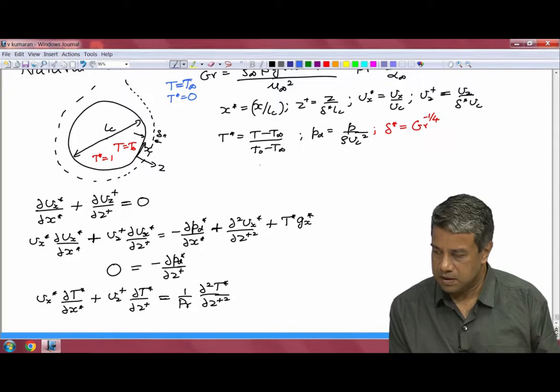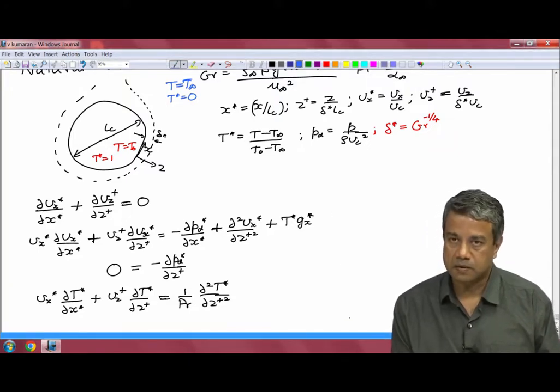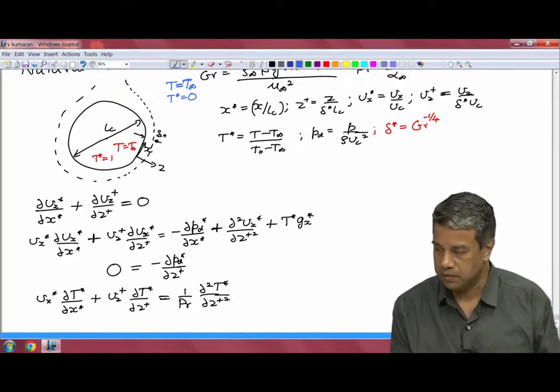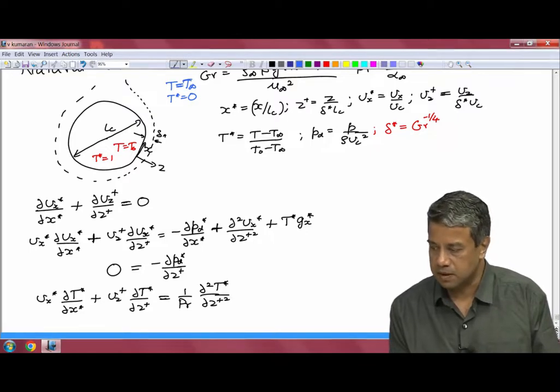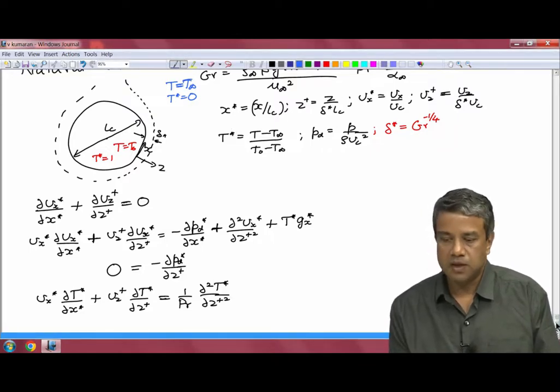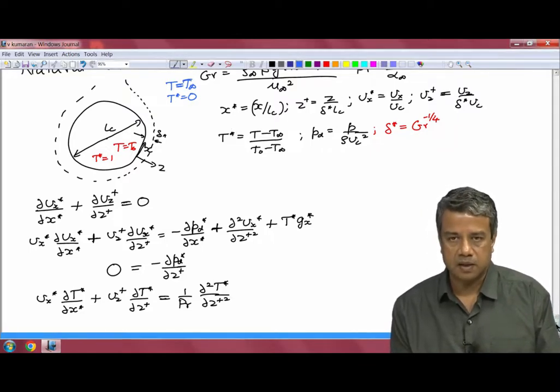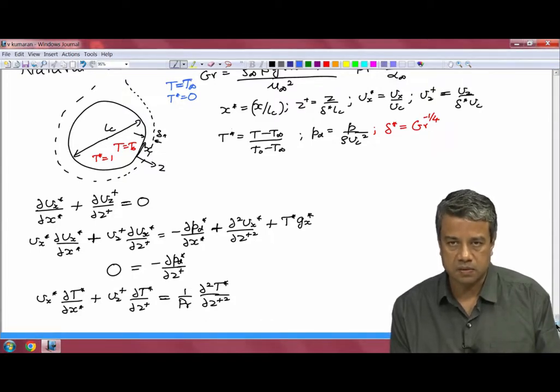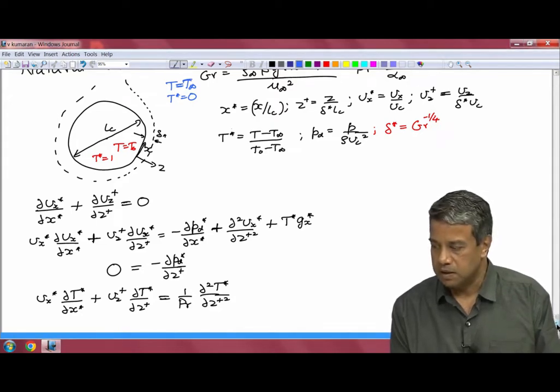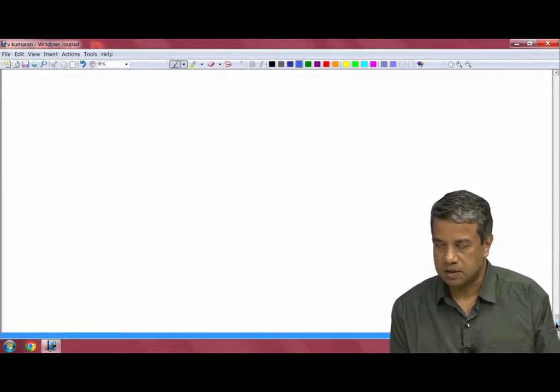You can see that in these equations there are no parameters apart from the Prandtl number. There is only one parameter in these equations, which is the Prandtl number. The boundary conditions do not have any parameters. At z equal to 0, T star is 1. As z goes to infinity, T star is equal to 0. So, there are no parameters here. The only parameter in the equations is the Prandtl number.